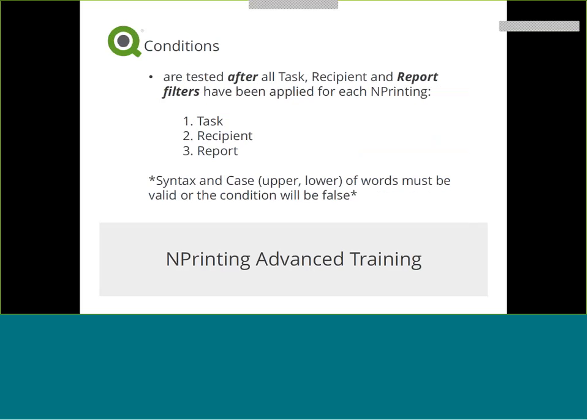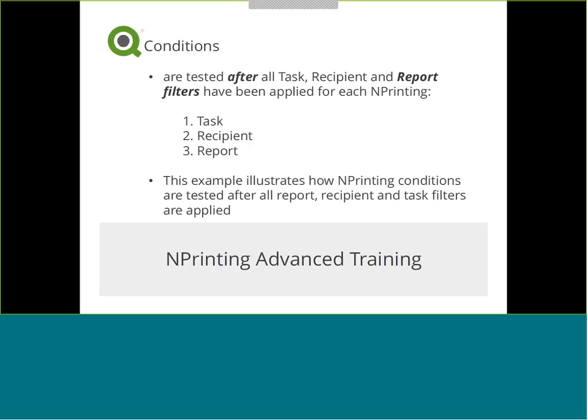So conditions, again, are tested after all task, recipient, and report filters have been applied, for each NPrinting task, for each NPrinting recipient, and then for each report inside the task. So syntax is very, very important when you're creating your conditions. Keep that in mind, or else if you're having trouble with your condition and you're wondering what's happening, you probably want to go back and review the condition and check the syntax to make sure that it's accurate. Make sure the syntax and case are correct, or the condition will be false.